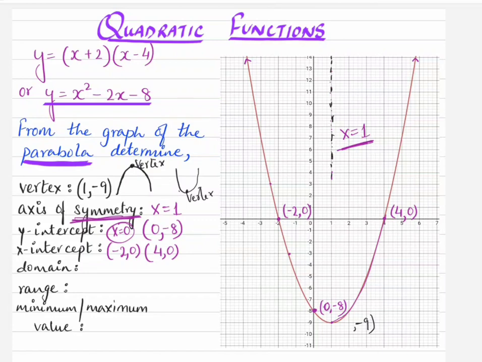because at any point of x, you will find a curve passing through that point, right? So what we write here is that the domain is: x is defined for, or x can be, any real value. X is any real value, right?